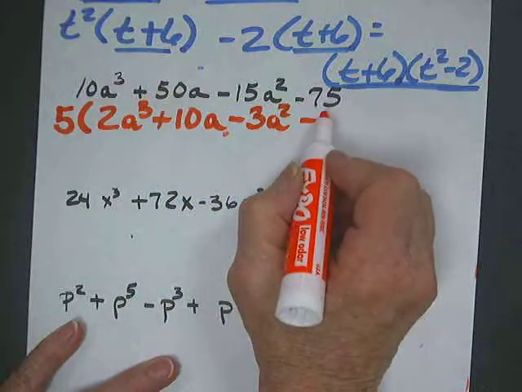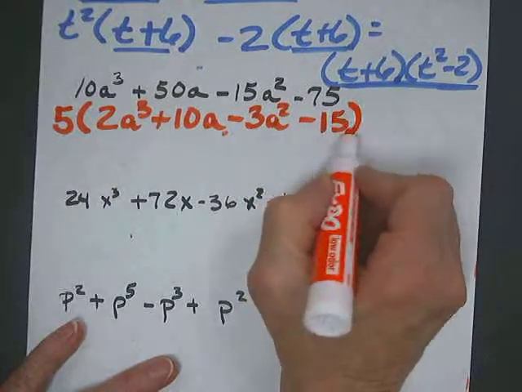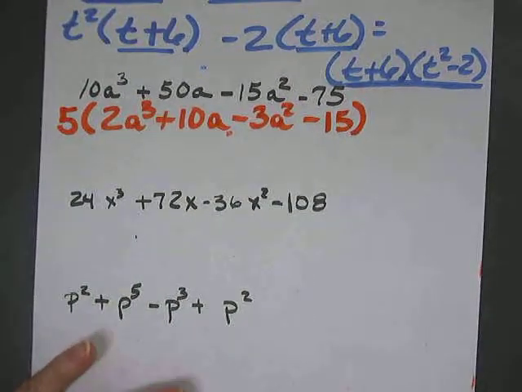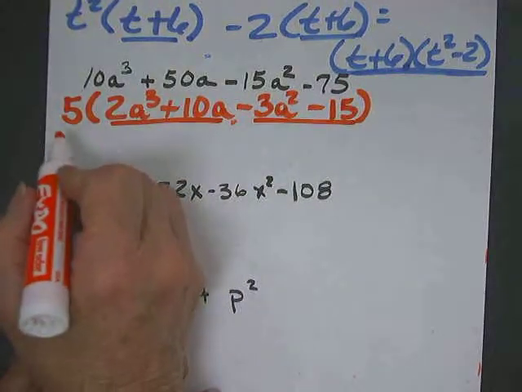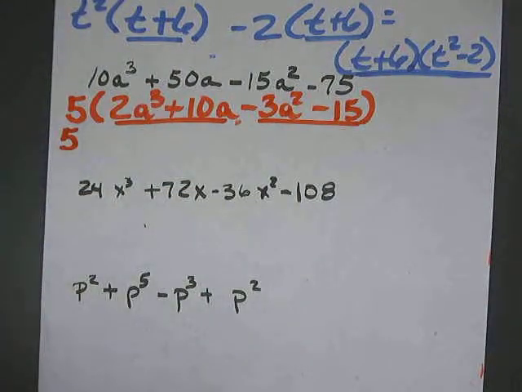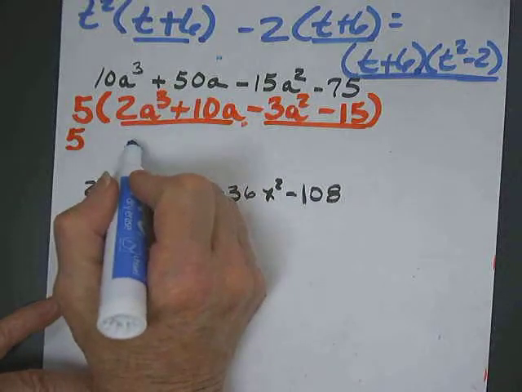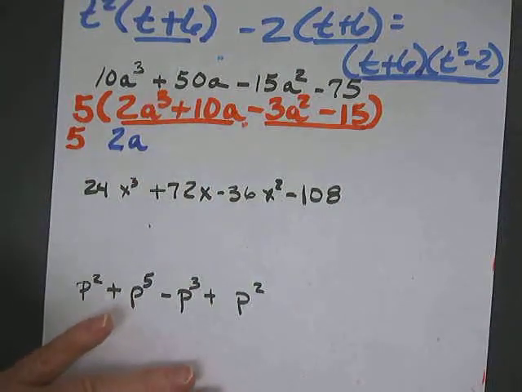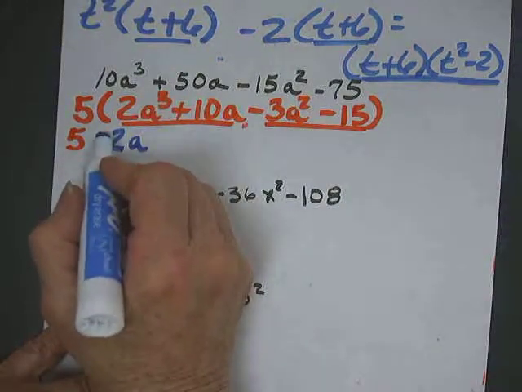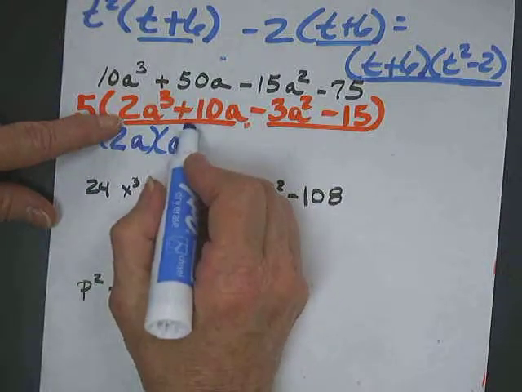Is there anything in common here? Common factor? 5? No, a, just 5, right? Okay. 2a to the third, we're dividing by 5. Divided by 5 is 10a. Divided by 5, 3. Divided by 5, 15. Okay, now we're going to group in here. That 5 is going to stay out here, don't lose it.